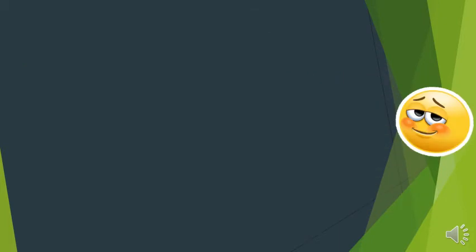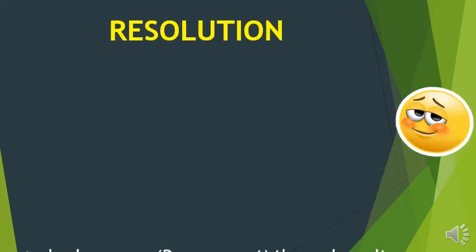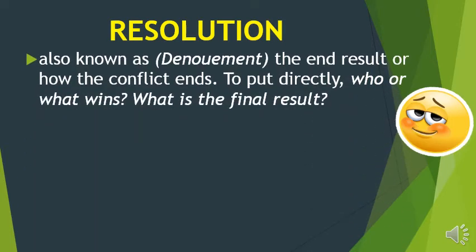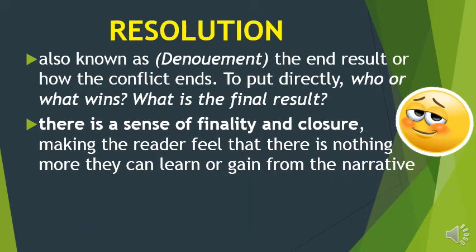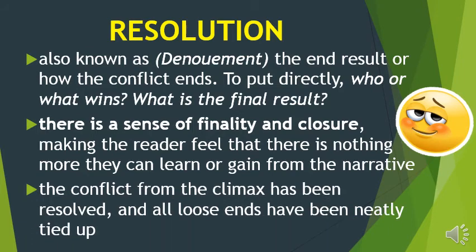The last one is the resolution, or the denouement. It is the end result, or how the conflict ends. To put it directly, who or what wins? What is the final result? There is a sense of finality and closure, making the reader feel that there is nothing more they can learn or gain from the narrative. The conflict from the climax has been resolved, and all loose ends have been neatly tied up.